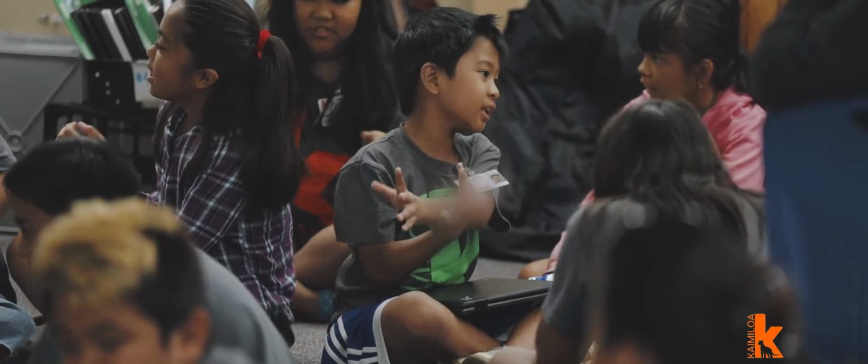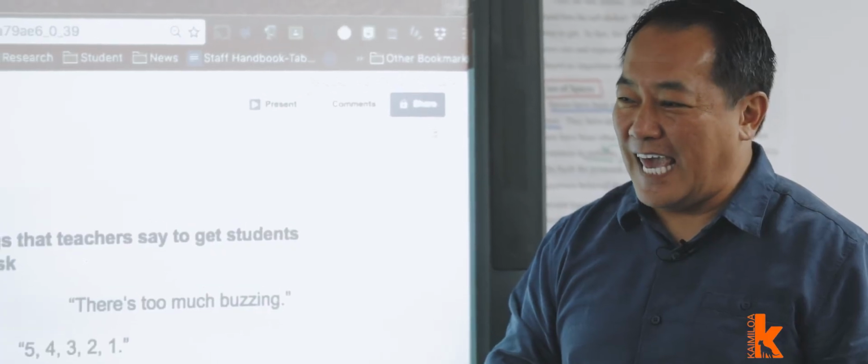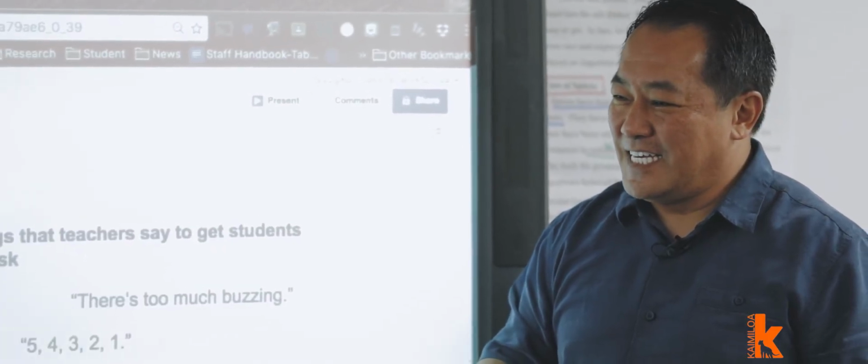I think the work of John Hattie has changed the way we teach here at Kaimiloaʻs by forcing us to see our students and the learning that we're trying to achieve through their eyes. I think it's taught me to be more compassionate. It's given me clarity on where I need to take students and how I'm going to take them there.